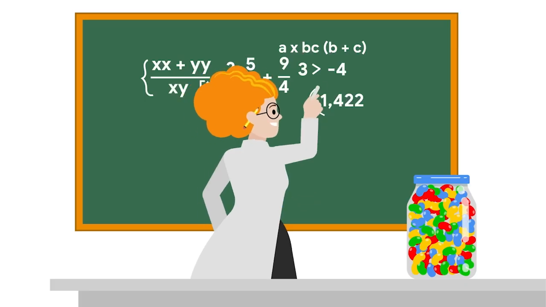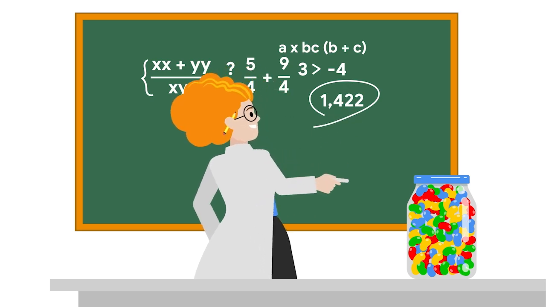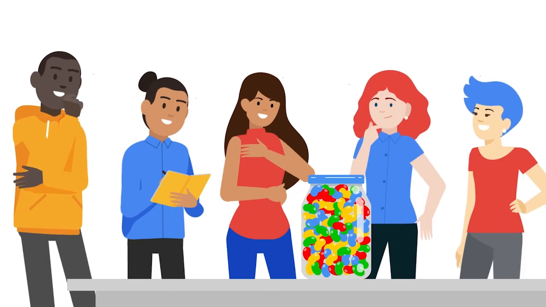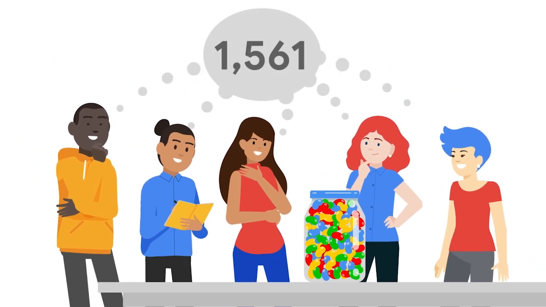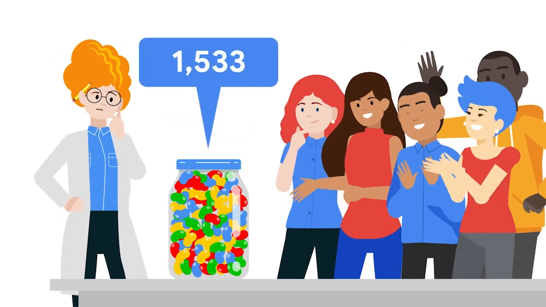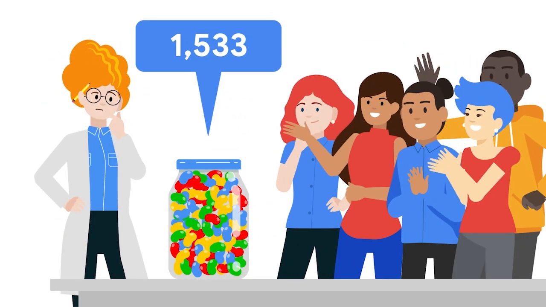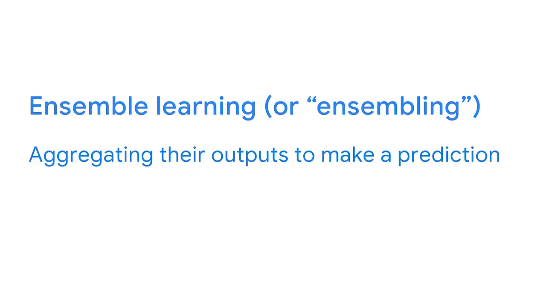Perhaps you're familiar with this concept because it can apply to everyday situations as well. If I have a jar filled with jelly beans and I ask a spatial math expert to examine it and guess how many jelly beans there are, their estimate will typically be less accurate than if I ask 1,000 ordinary people to do the same thing and then take the average of their guesses. We can apply this same concept to modeling using a process called ensemble learning, or simply ensembling. Ensemble learning involves building multiple models and then aggregating their outputs to make a final prediction.